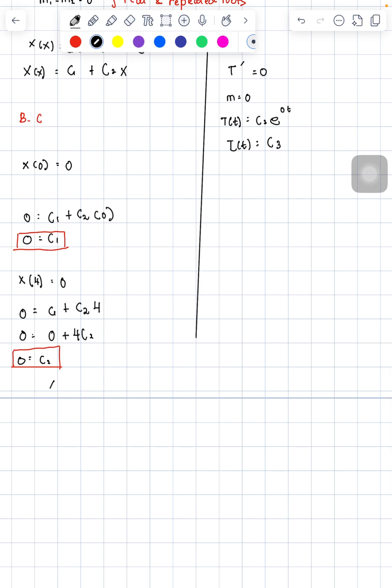Okay, for this X(x), X(x) equals C1 plus C2 x. Since C1 equals 0 and C2 equals 0, so X(x) equals 0. Okay, so u(x,t) equals X(x) T(t). So X(x) equals 0 and T(t) equals C3. So u(x,t) equals 0. Since u(x,t) equals 0, meaning we have a trivial solution. Then we proceed to case number 2.